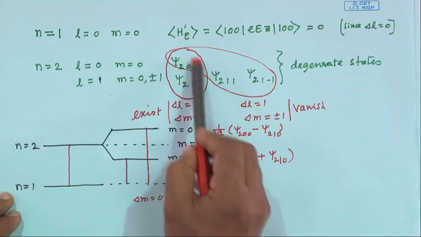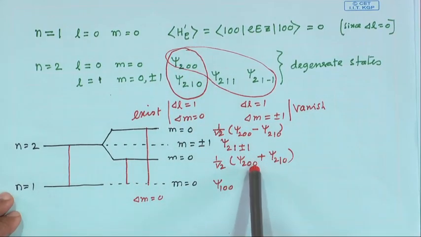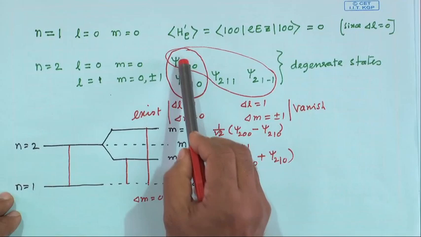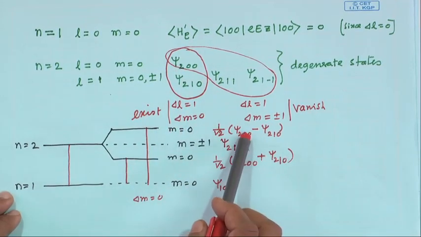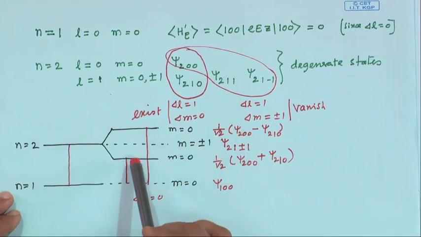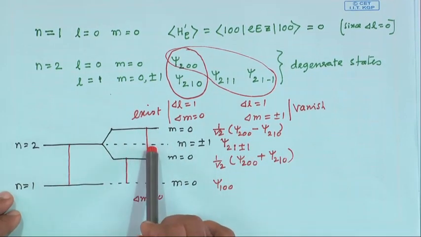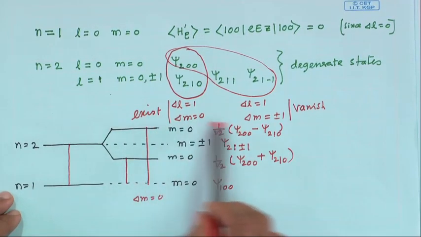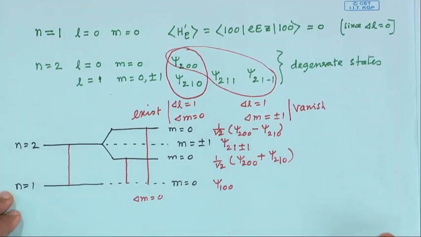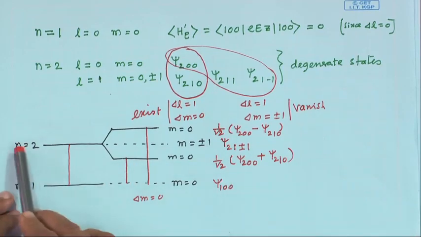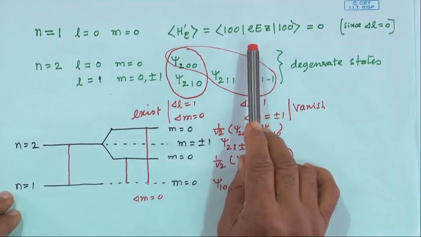From the combination of these 2 we get these 2 states, and they are now non-degenerate. So we will get 2 energy levels, at a difference from the original energy, and their wave function is generally in this form. One can show that one is symmetric and another is antisymmetric kind of wave function for these 2 energy levels. So, that is for n equal to 1, n equal to 2, the effect of electric field.